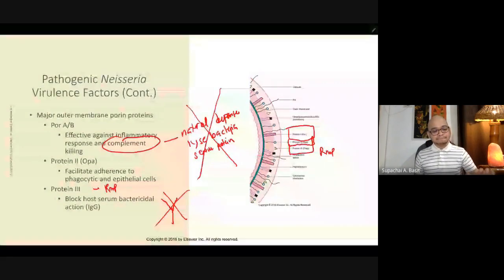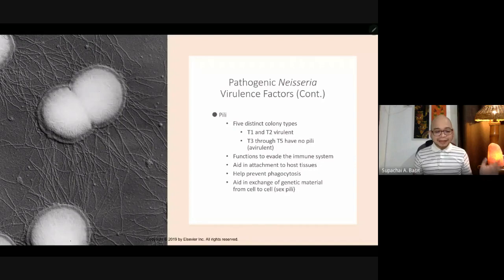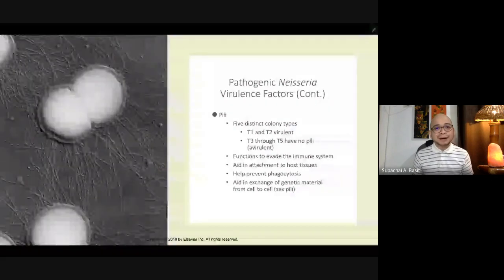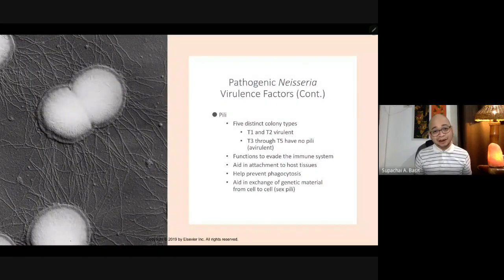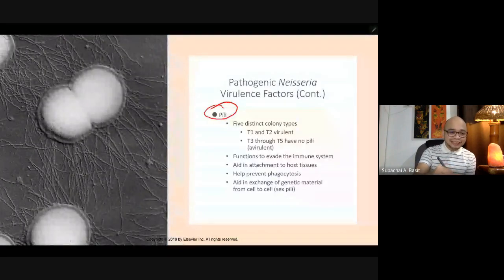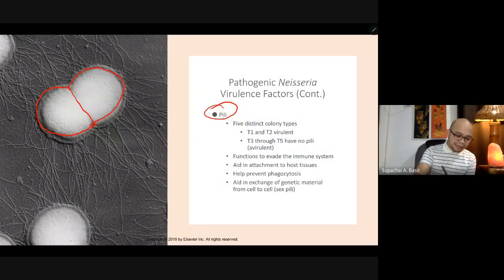Another pathologic or virulence factor would be the presence of pili. Pili would have several functions. So this is the electron micrograph view of Neisseria. So again, you can actually see here the coffee bean shaped gram-negative diplococci, and you'll be able to see numerous pili.